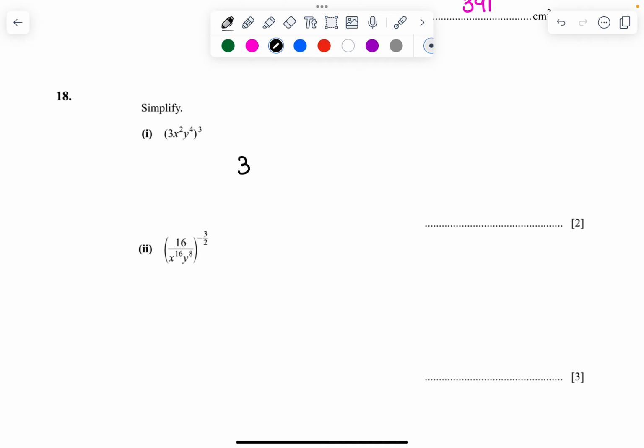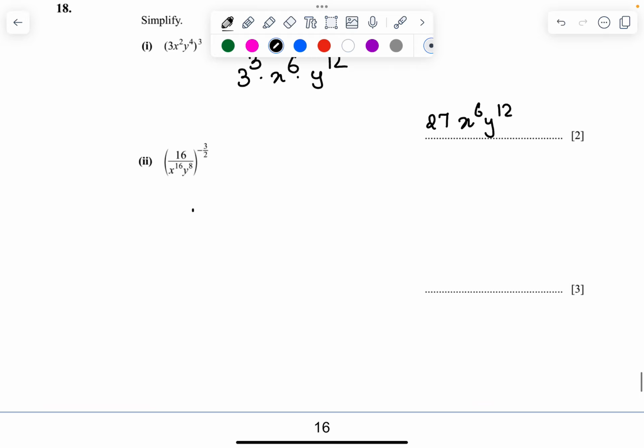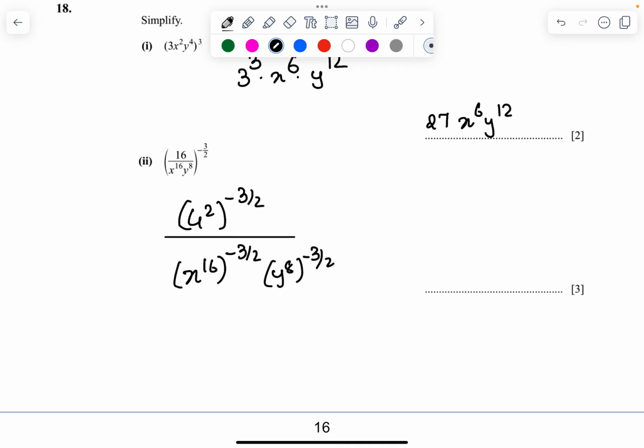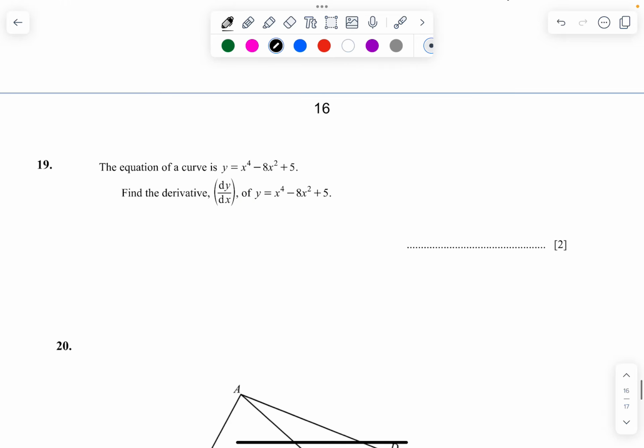Then simplify. This is going to be 3 cube, x to the power of 6, y to the power of 12. 3 cube is 27, x power 6, y power 12. Then 16 is 4 square, whole power negative 3 by 2, divided by x power 16, whole power negative 3 by 2, y power 8, whole power negative 3 by 2. So this becomes 4 power negative 3 by x power negative 24, then y power negative 12. So it becomes x power 24, y power 12 by 64. That's the final answer.